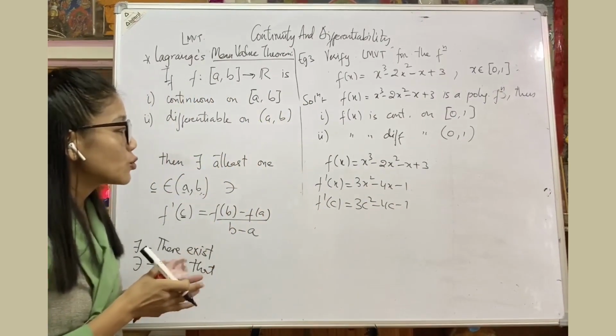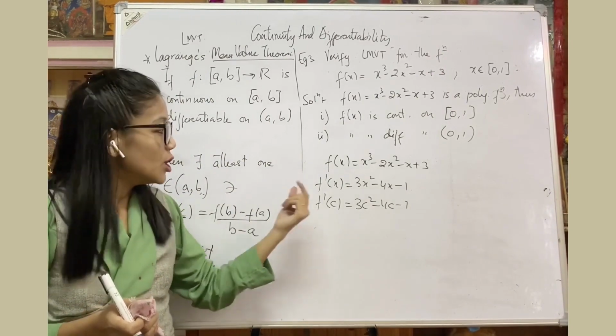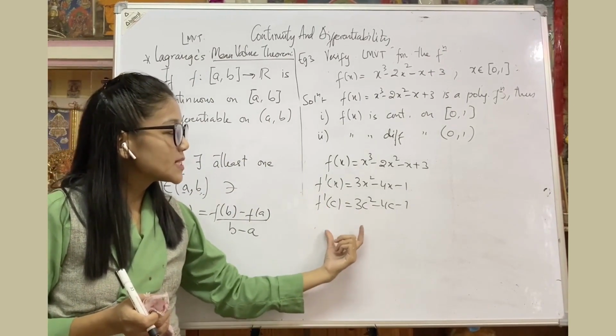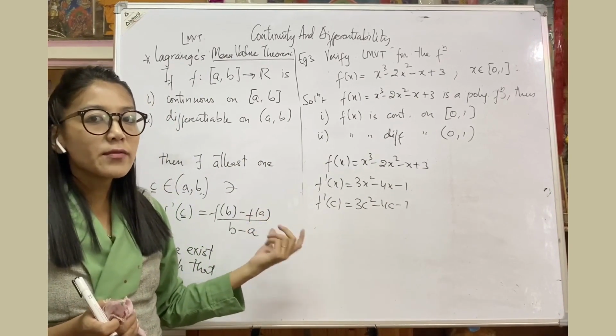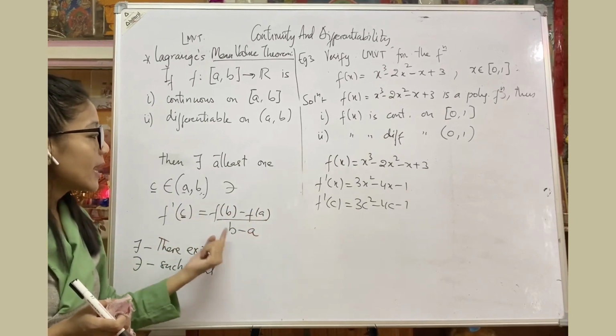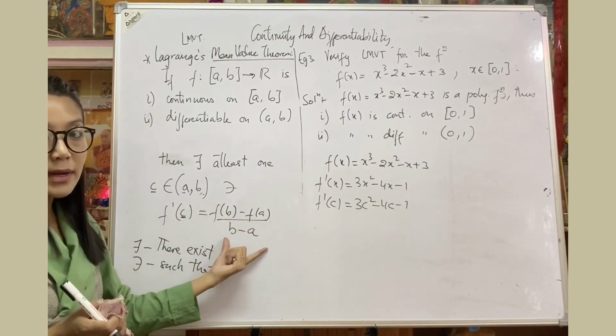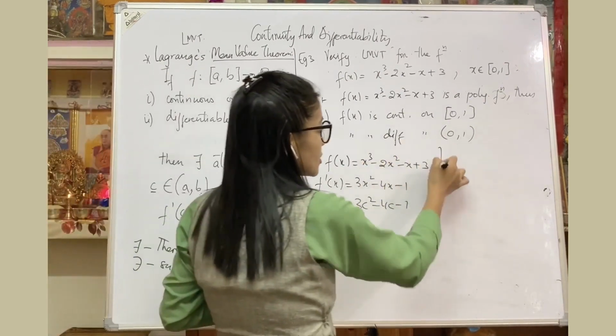In Rolle's theorem, f dash of c is equal to 0, so you directly equate f dash of c with 0 and you get the value of c. But here in the mean value theorem, you have to equate f dash of c with f of b minus f of a upon b minus a. So first you need to evaluate this value, and you will do it here on this side.